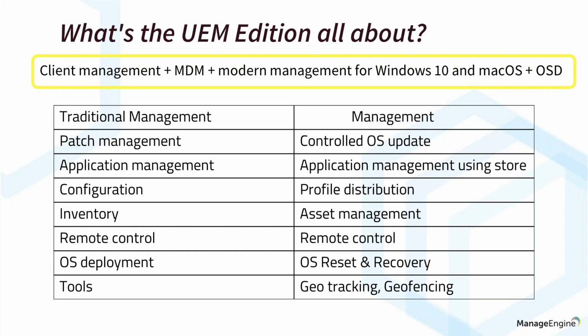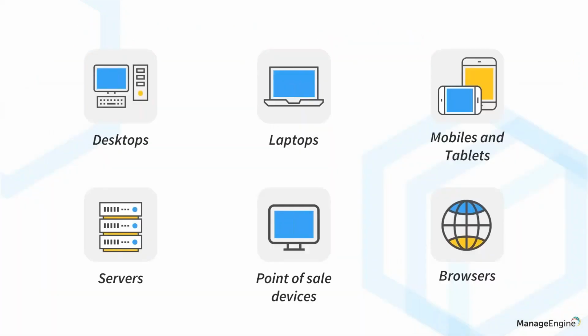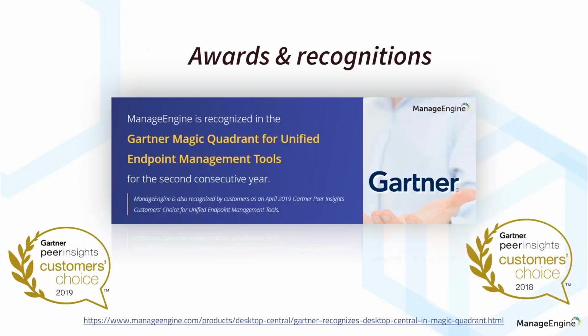Can you guess the popular operating system when I say modern operating system? Yes, it's Windows 10. It's a classic example in which we can manage both traditional and modern management. Desktop Central can manage both worlds, traditional and modern, from a single console. Hence, with Desktop Central Unified Endpoint Management, you will be able to manage desktops, laptops, mobile phones, tablets, servers, point of sale devices, and browsers, all from a central console.